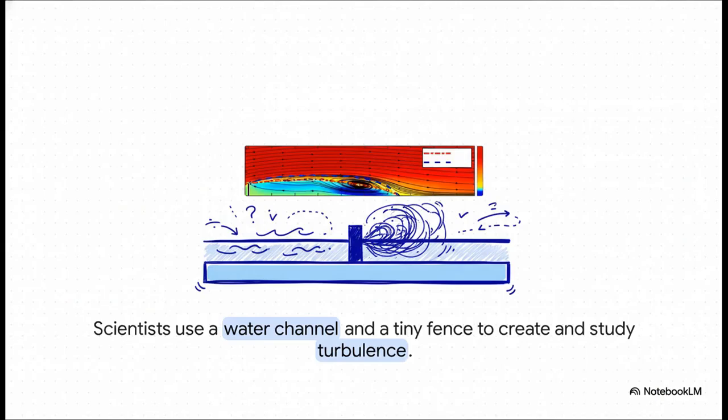And the setup itself is, honestly, beautiful in how simple it is. Researchers at Beihang University made this water channel with a smooth plate on the bottom. Then they just stuck a tiny little fence in the path of the water. That's it. That one simple obstacle is all it takes to trip the water up and create a very predictable, very watchable region of turbulence right behind it.